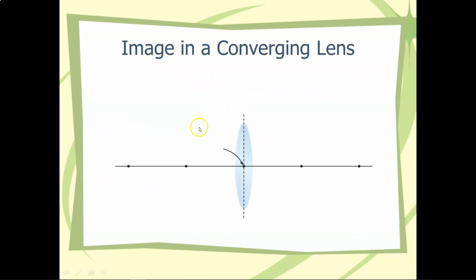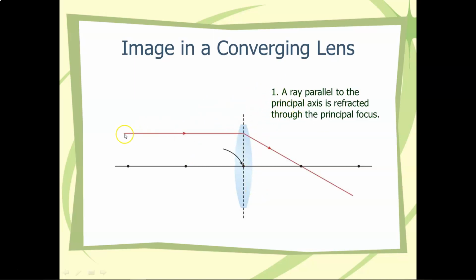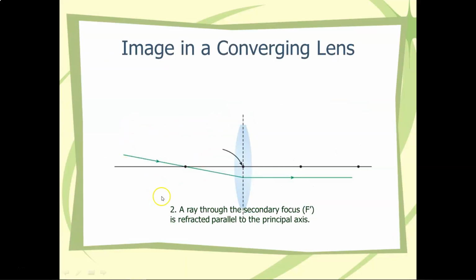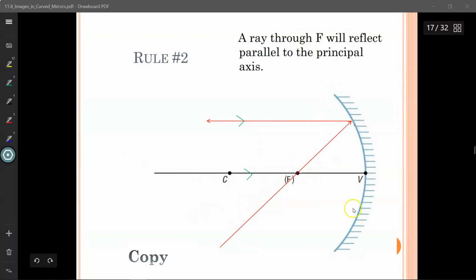Alright, so let's take a look at some of the rules of light rays coming in and how they refract out the different lenses. Rule number 1. As a parallel light ray enters the lens, it will refract through the principal focus. This is very similar to the rule with curved mirrors. Rule number 2. If a light ray comes through the secondary principal focus, so f', it will come out parallel.